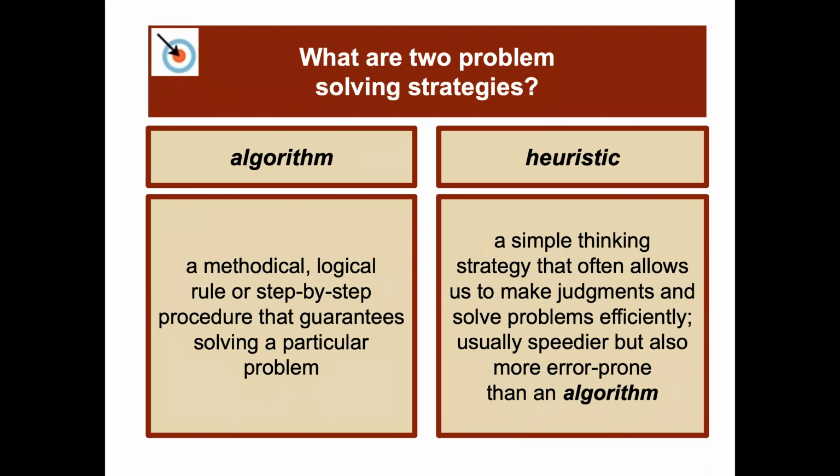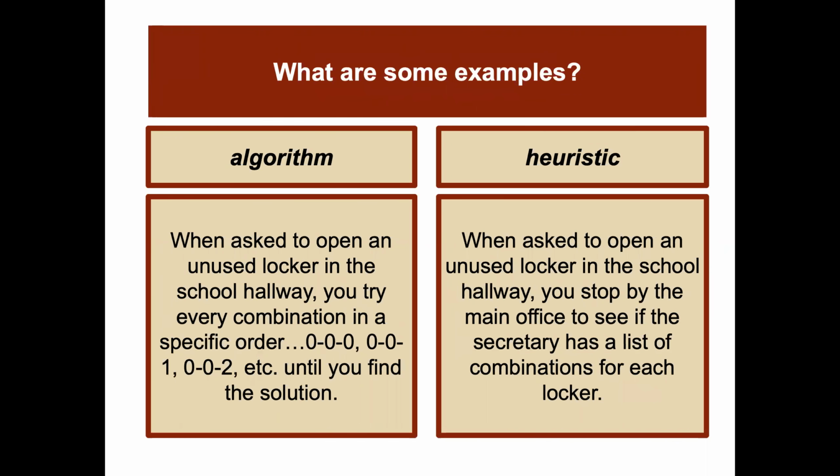It's usually much speedier than algorithms, but much more prone to error as well. So how about an example of an algorithm versus a heuristic? With an algorithm, when asked to open an unused locker in a school hallway, you try every combination in order, right? That would be going step by step by step. You can imagine that would take a really long time. So you might come up with a shortcut. A heuristic: when asked to open the locker, you stop by the main office to see if the secretary has a list of combinations for each locker.